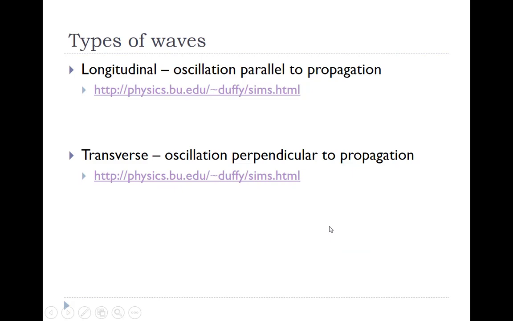This concludes this portion of this unit. In the next part, we're going to begin the discussion of superposition.